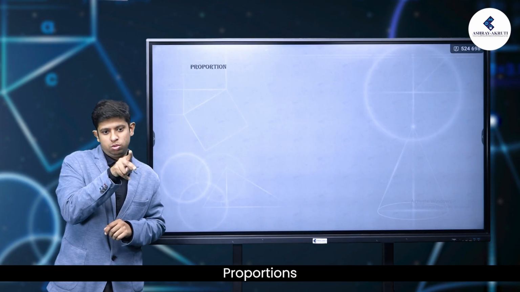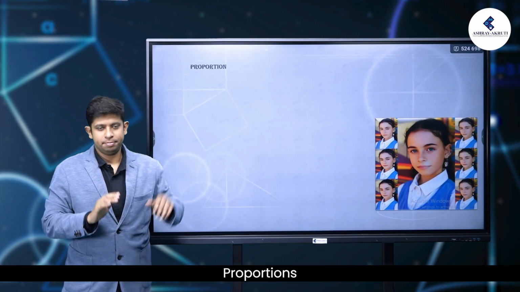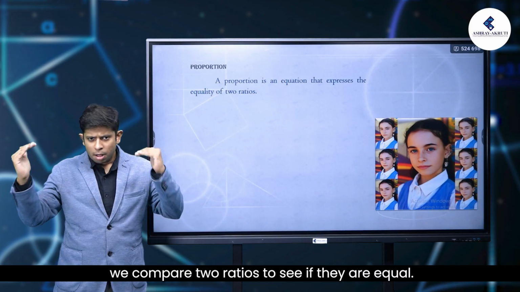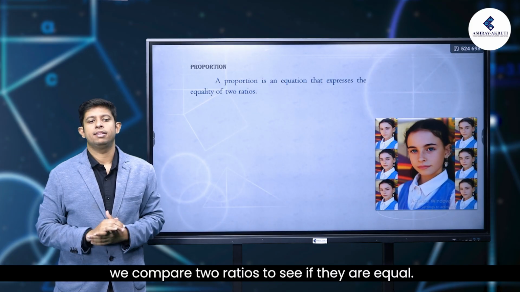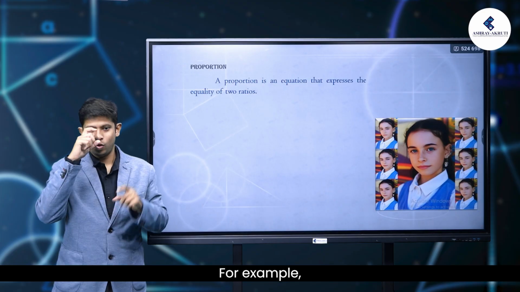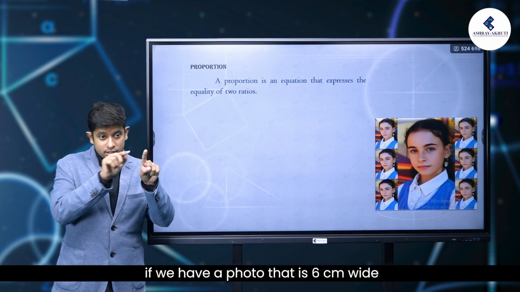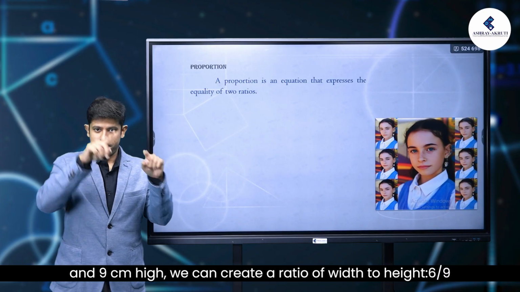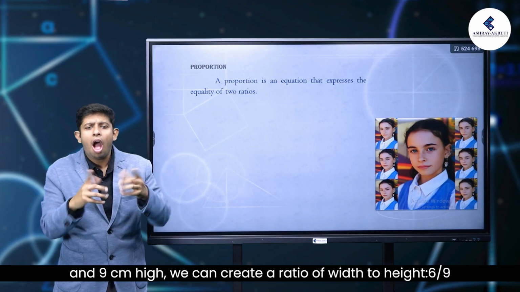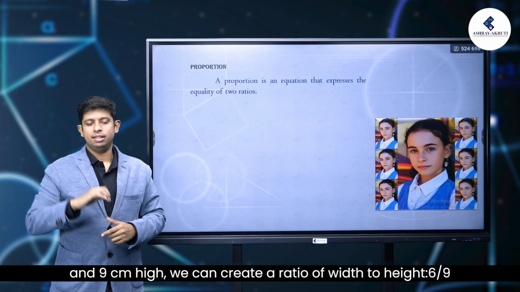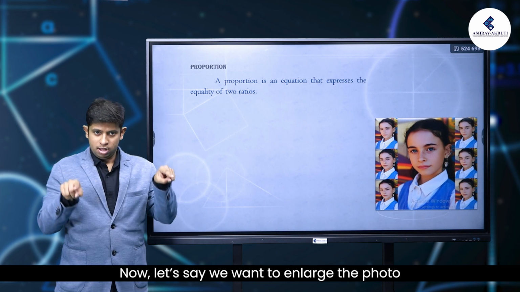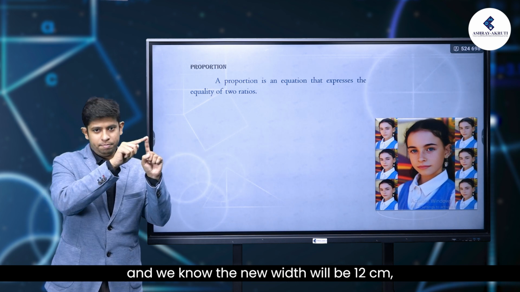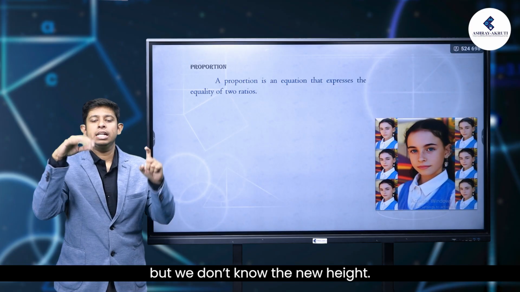Proportions. In proportions, we compare two ratios to see if they are equal. For example, if we have a photo that is 6 cm wide and 9 cm high, we can create a ratio of width to height, 6/9. Now let's say we want to enlarge the photo and we know the new width will be 12 cm, but we don't know the new height.